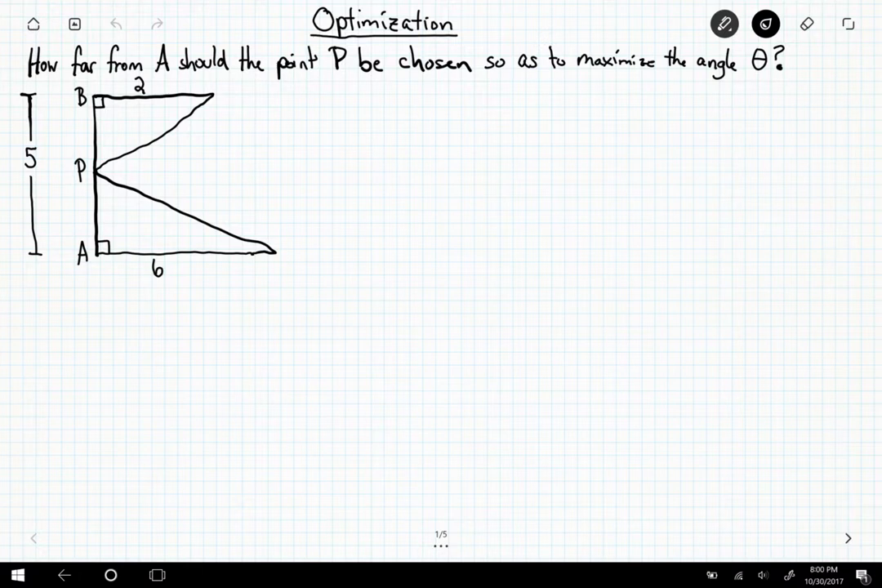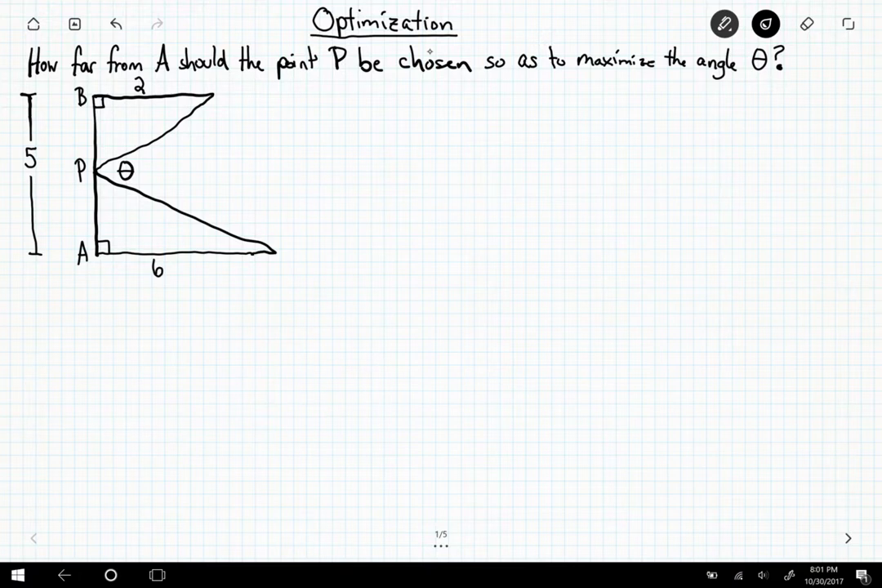So how far from A should the point P be chosen so as to maximize the angle theta? Okay, so we have this A, P, and B listed here. You have these lengths 5, 2, and 6. And so we're going to maximize this angle right here, which will be theta. That's going to be our angle that we're maximizing.